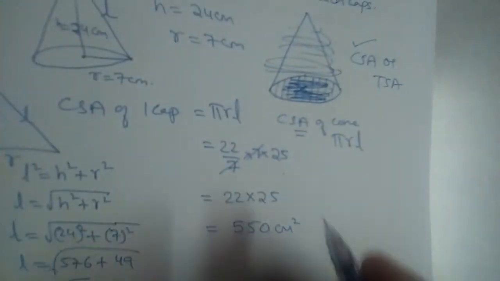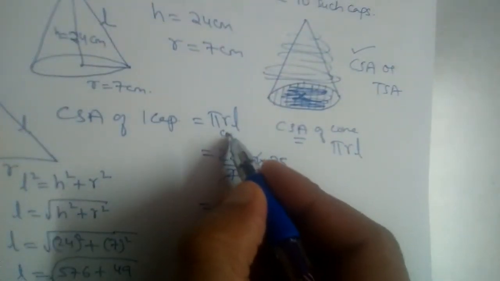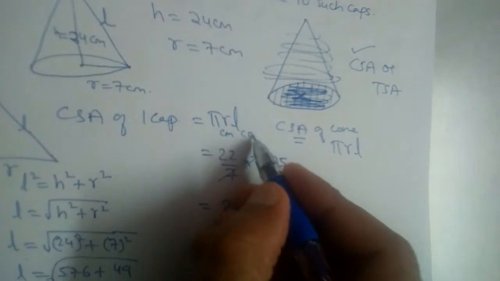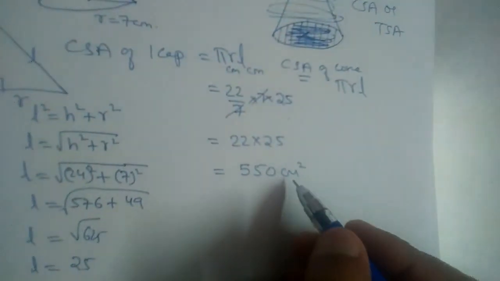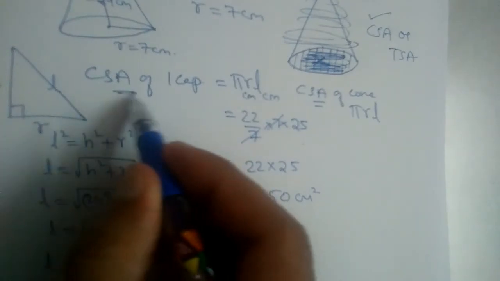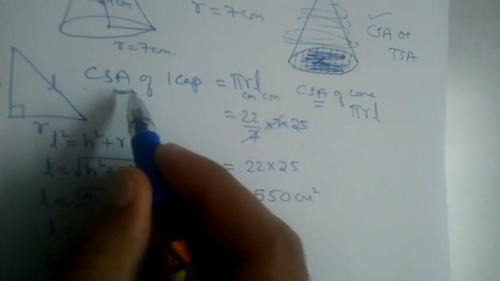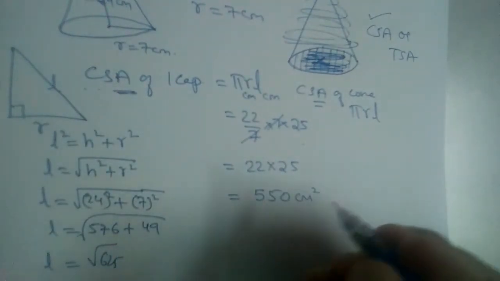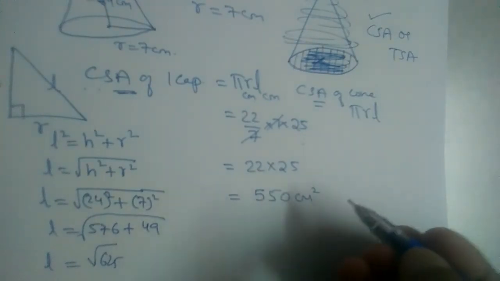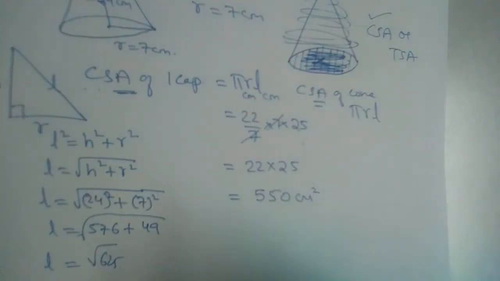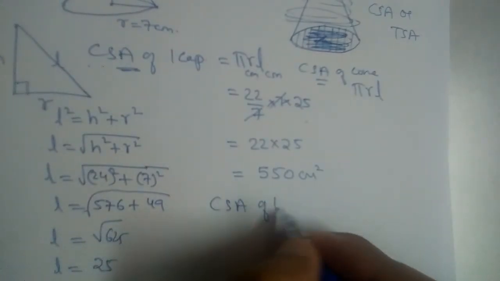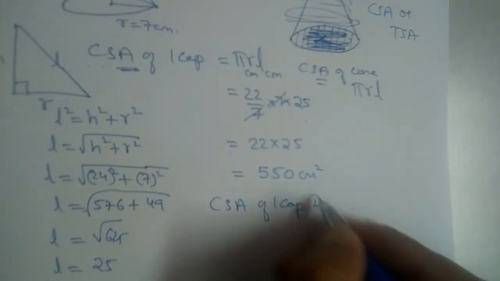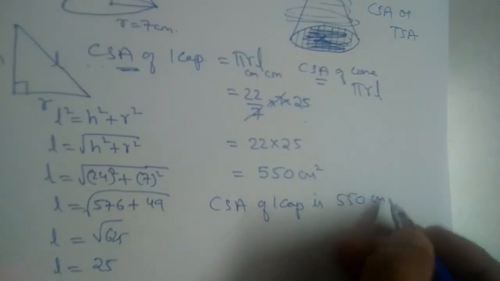Why is it centimeter square? Because r is in centimeters and l is also in centimeters. We are multiplying these, so we got centimeter square. Remember, this is area, right? Curved surface area. Area will always be in centimeter square, I mean in square units. So curved surface area of one cap is 550 centimeter square.